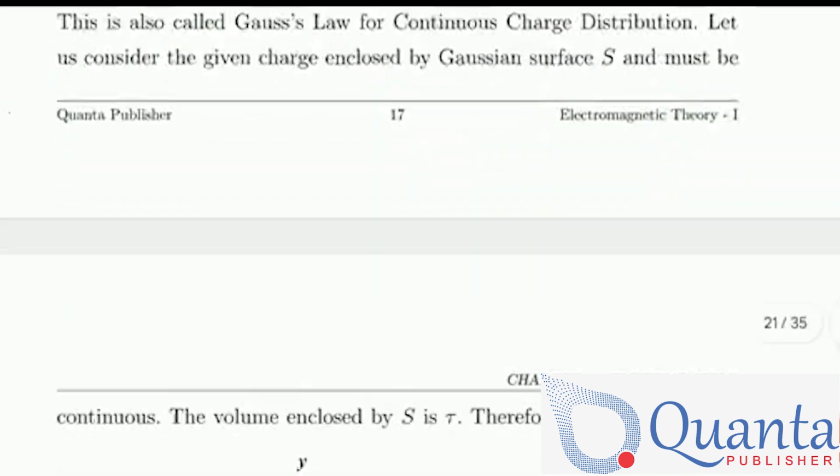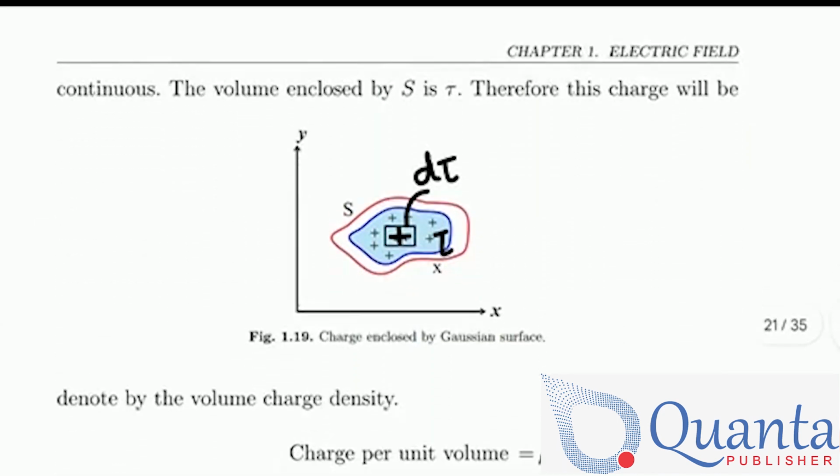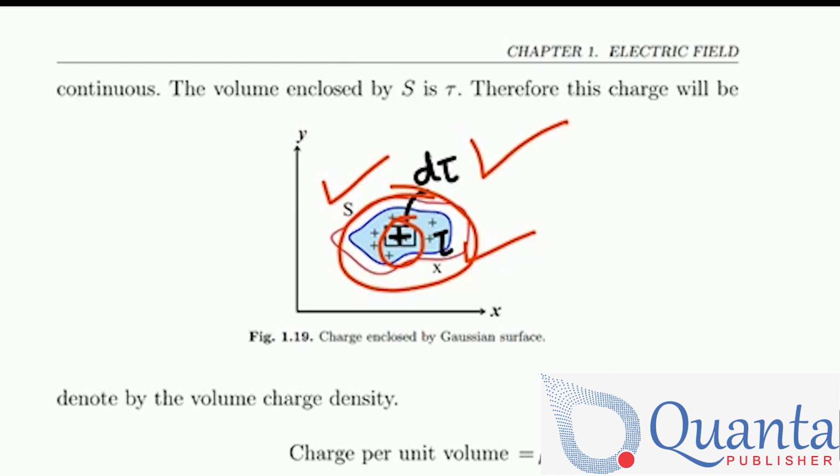In this diagram, you will see that we have a charge volume that is represented by tau, and the enclosed surface is represented by S. Let us cut out a small differential volume in that region that is represented by d tau, and the charge present in that region is represented by the differential charge dq.